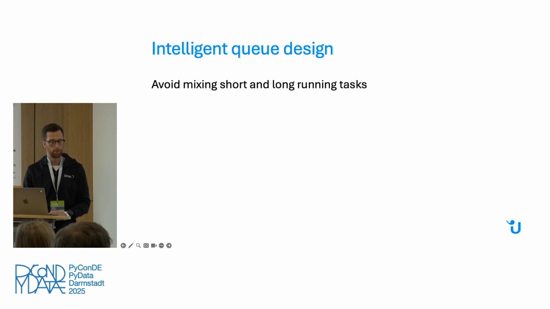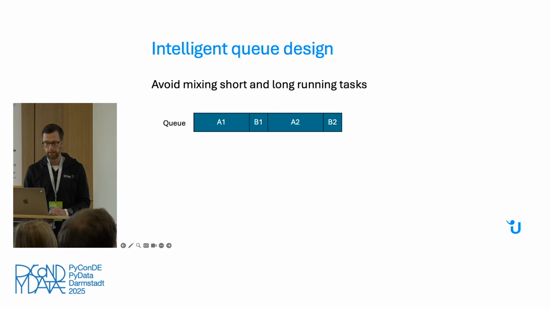A good core principle is to avoid mixing short and long-running tasks, or tasks which have high variability in execution time. Let's illustrate why that is a bad idea. Let's say you have a queue that is currently filled with 4 tasks, 2 of type A and 2 of type B. The type A tasks take 3 seconds to execute, and the type B tasks 1 second. So we have 2 workers, and both workers now fetch a task.